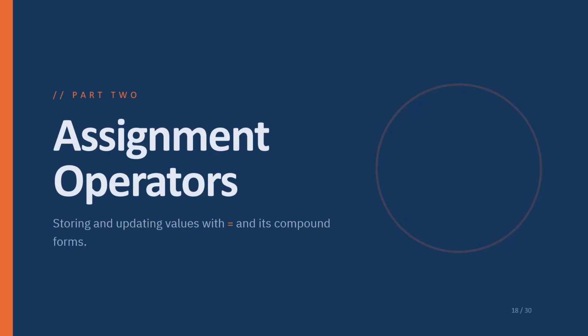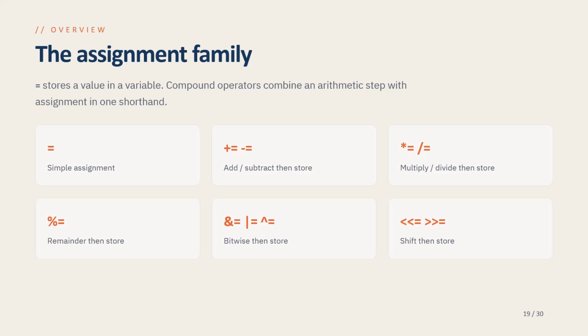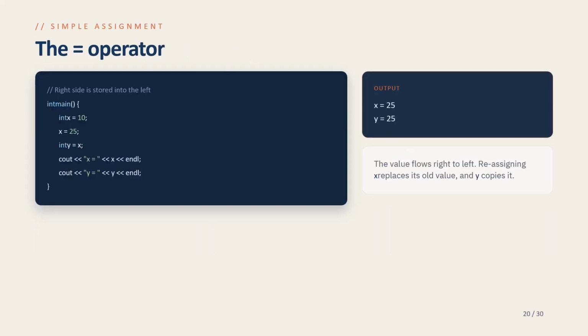Next is assignment operators. Now let's move on to assignment operators. These operators assign values to variables and provide shorthand for updating them. So the types of assignment operators are listed here: simple assignment, add and store, subtract and store, multiply and store, divide and store, remainder and store, bitwise and shift and store. All these are types of assignment operators.